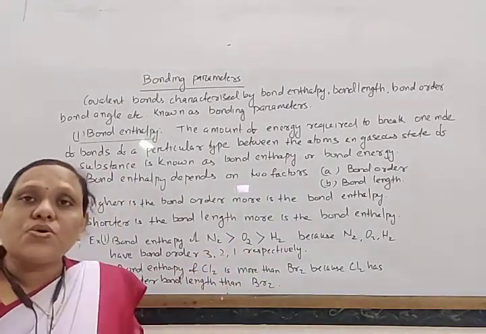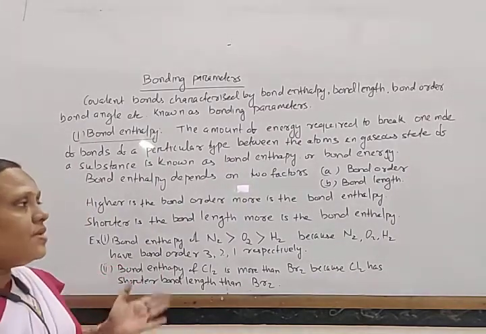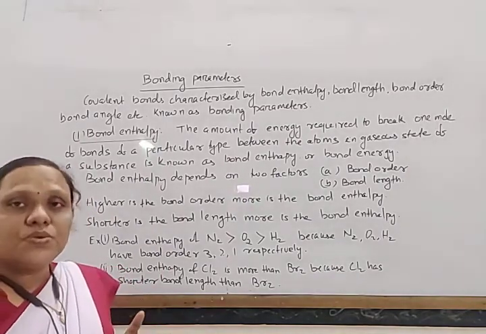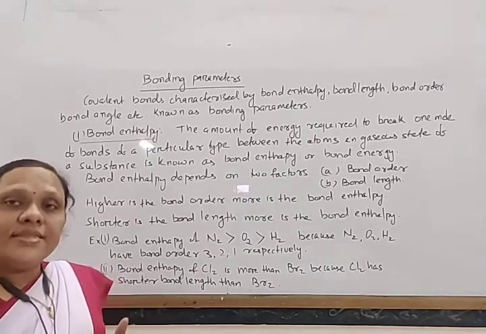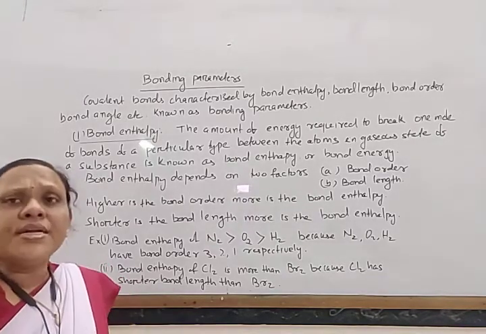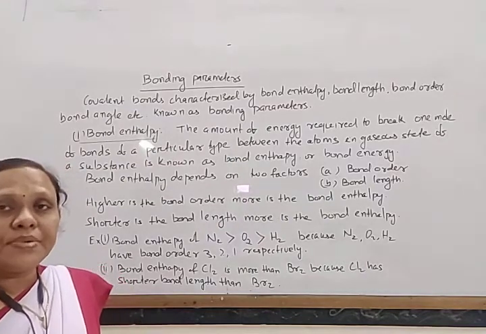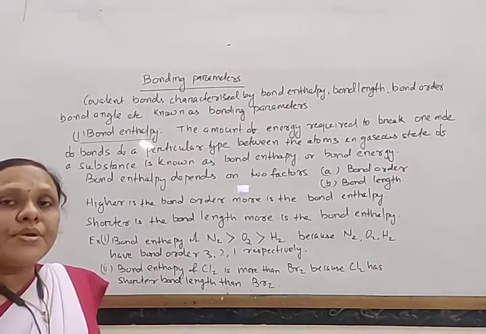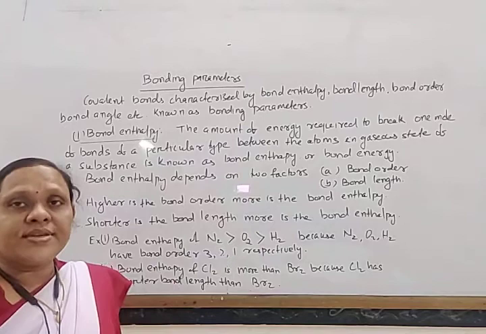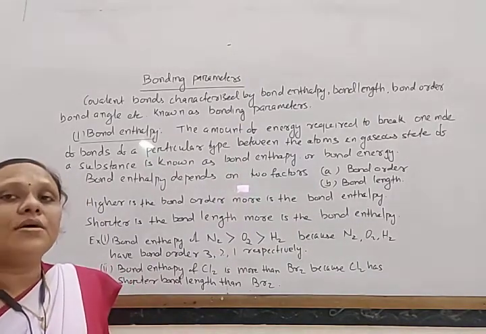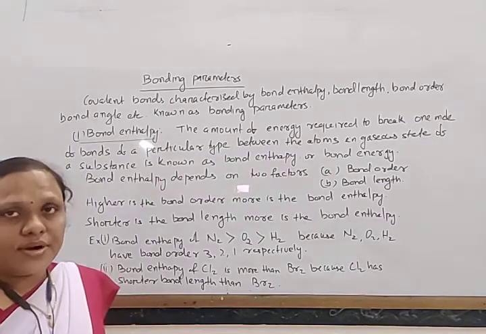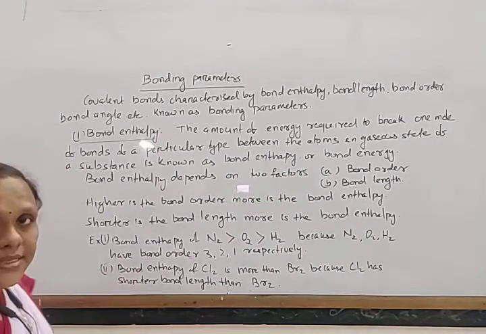Similarly, if we consider chlorine and bromine, Cl2 is converted to 2Cl, and bromine gas is converted to 2Br. In this case, chlorine has higher bond enthalpy than that of bromine, because the Cl-Cl bond length is shorter than that of the Br-Br bond length. Note down these points.